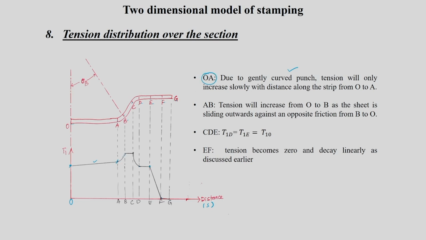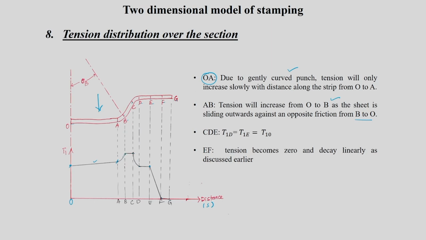Okay, so now AB is a corner, so naturally we expect the tension is going to increase significantly. Tension will increase from O to B as the sheet is sliding outward against the opposing friction B to O. Because your sheet is drawn and stamped in this way, you can expect the tension to increase in this corner region. Moreover, it's a corner region, so we expect tension to be larger when compared to the other locations. Now, what is the situation in B and C?